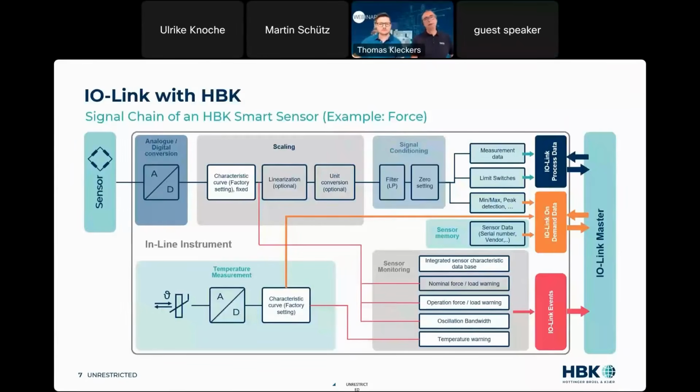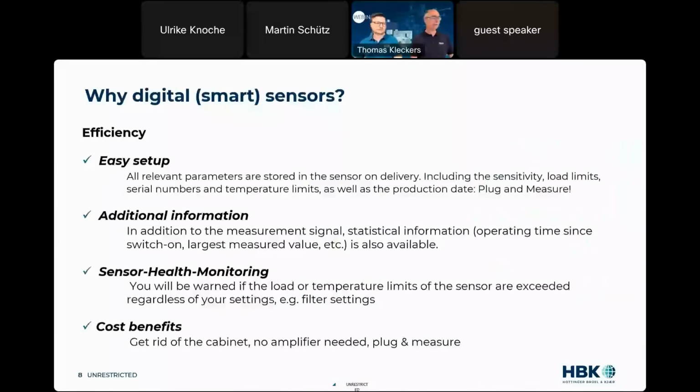There is a second red line way. This is the so-called sensor health monitoring, which protects you from sensor failing. More about that later. And you can see right in that slide, there's also a temperature measurement. So smart sensors have one benefit. They give you more information than traditional sensors, because the temperature, additional information, is also available with those sensors.